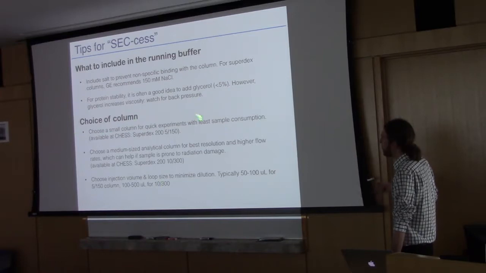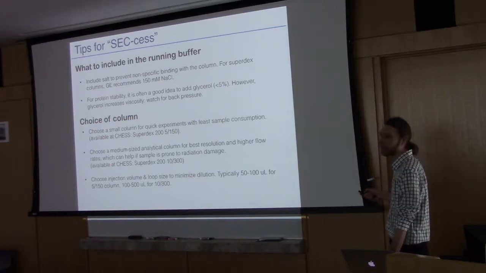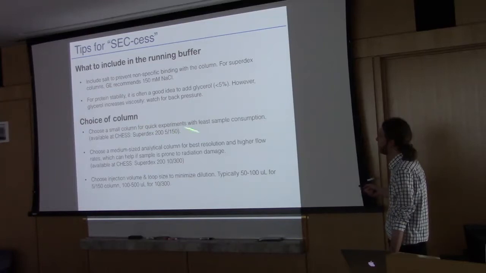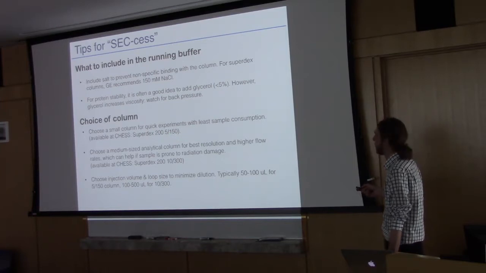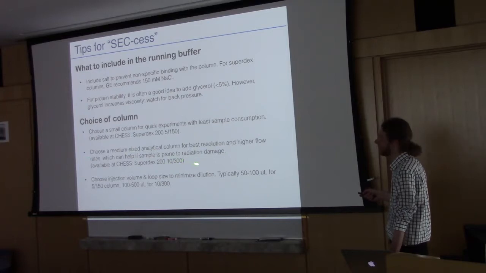And then you also have a choice of which column to use. So I think what MacCHESS typically recommends is that you start with the small column. So they have a 5150, which is I think a 5 mil column or 3 mil column. Yeah. So this one can be run very quickly. It doesn't have the best resolution, but you can usually see kind of what you've got. MacCHESS also has a medium-sized analytical column, which is a 24 mil column. This one runs more slow, or it takes longer to run, but it also runs at a higher flow rate, or you can run it at a higher flow rate.